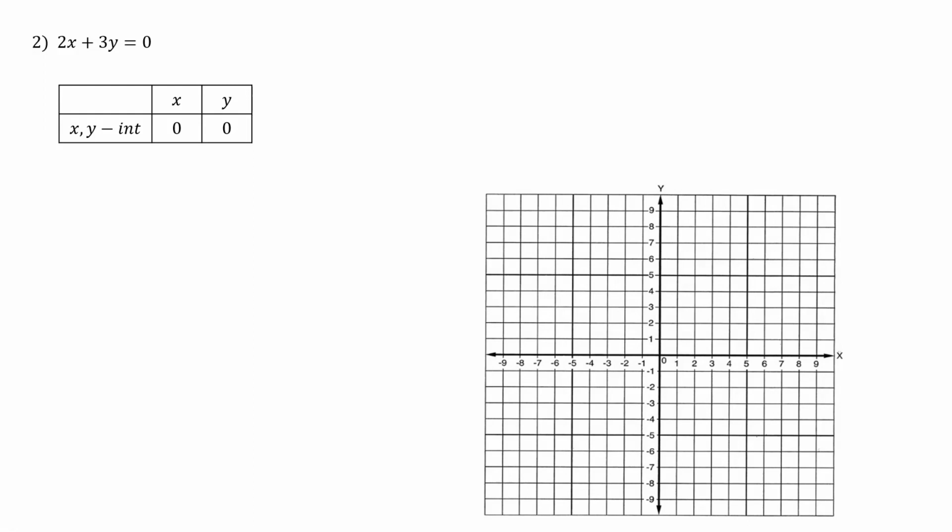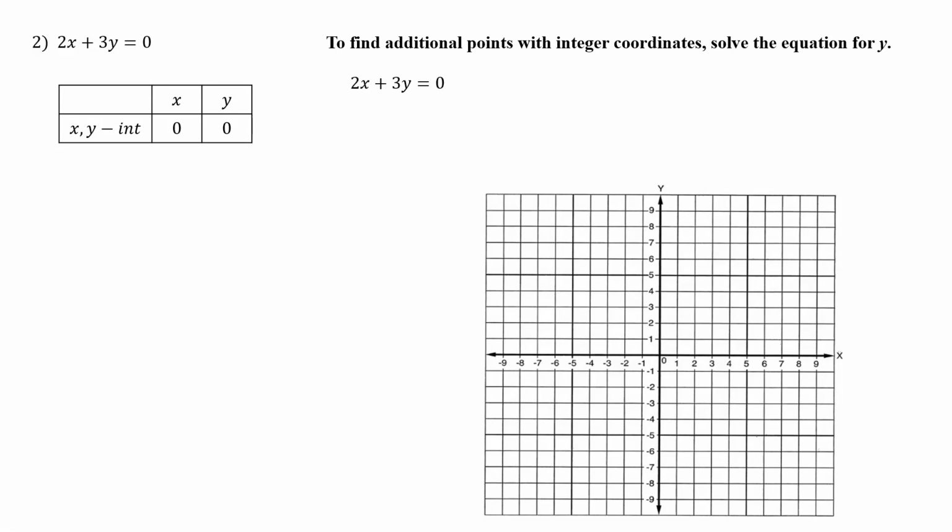So to find them, I could plug in any values for x and solve the equation for y, or vice versa, and I could continue the process until I find the points with integer coordinates. However, to speed up the process a little bit, I'm going to solve the equation for y. So 2x plus 3y equals 0. To solve the equation for y, first I'm going to move 2x to the other side, and I'm going to have now 3y equals negative 2x. And now divide both sides by 3. So y equals negative 2/3 times x.